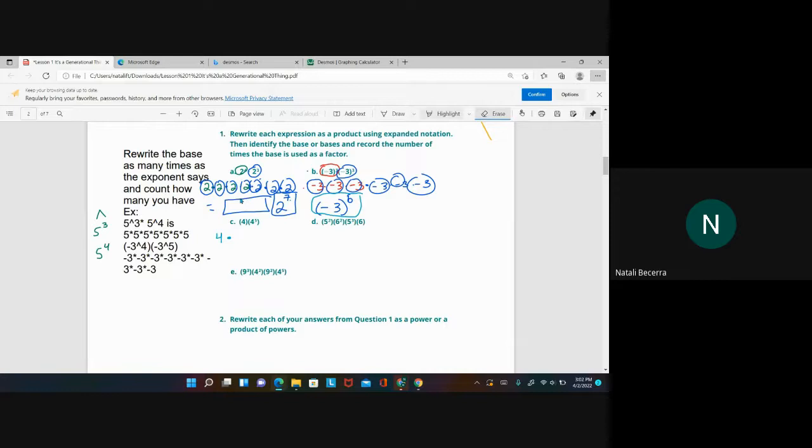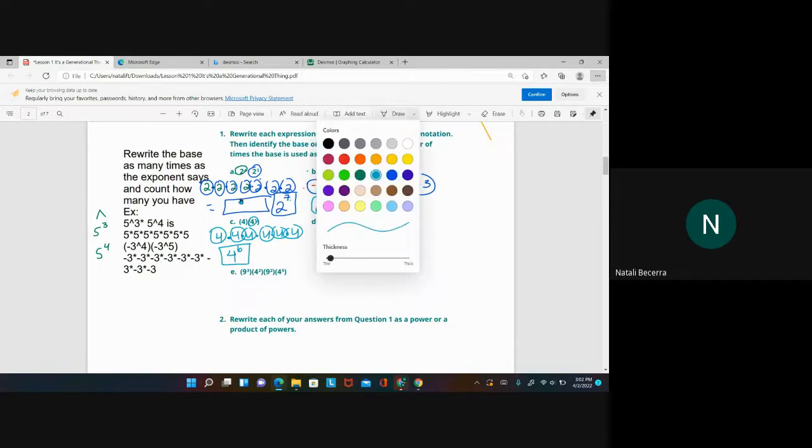And the exponent is inside of the parentheses. So that means that I have 5 of the 4s. So I have 1, 2, 3, 4, 5. Now count how many you have in total. 1, 2, 3, 4, 5, 6. My base was 4, and then to the power of 6 because that's how many I had. All right, moving on.